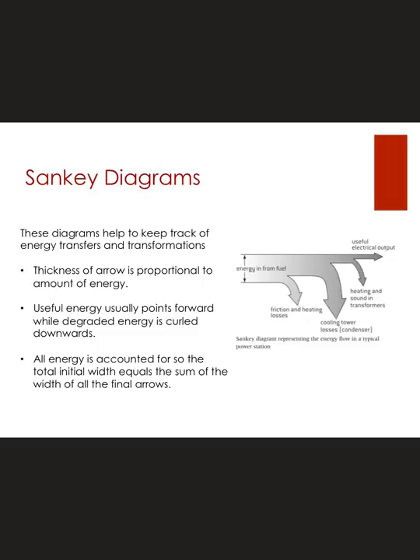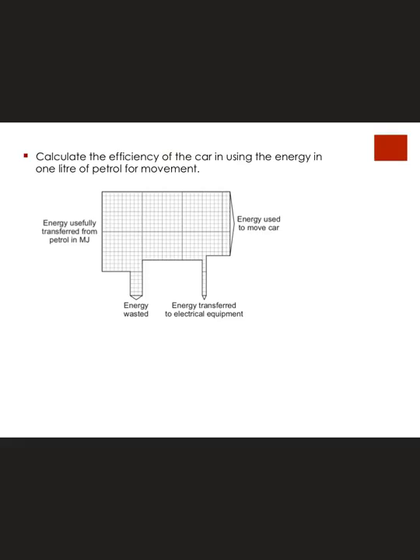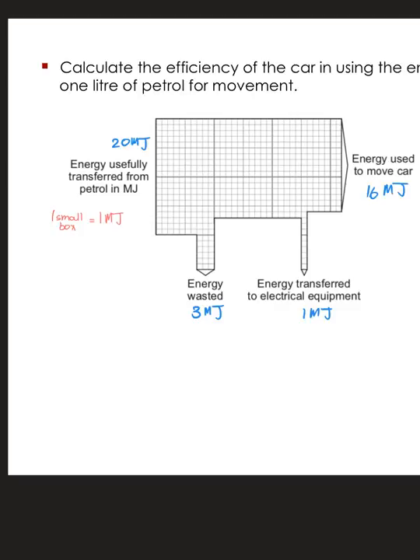So let's think about how we can create our own Sankey diagram. Notice that this particular Sankey diagram has a grid behind it, which means it allows us to make scaled calculations. I don't know how much each box is worth right now, but if you look at the units being in megajoules, let's assume that one small box is 1 megajoule. In these questions, it's always important to write down the scale.